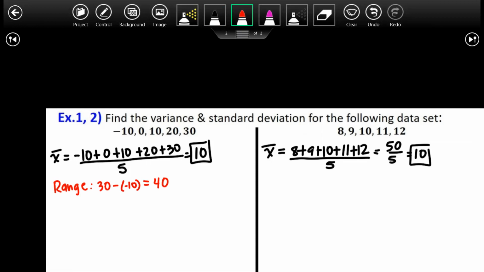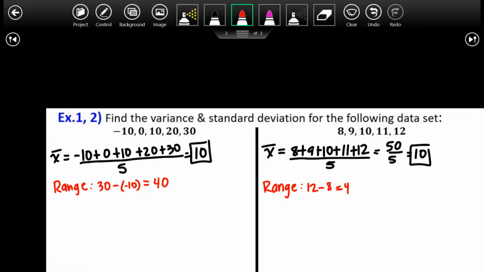If we do the similar thing to the data points to the right, you can clearly see that we have a much smaller range of values. 12 minus 8 is going to be 4. So the one to the left is more spread out data compared to the one to the right. So we should see our standard deviation much higher to the left than the right.